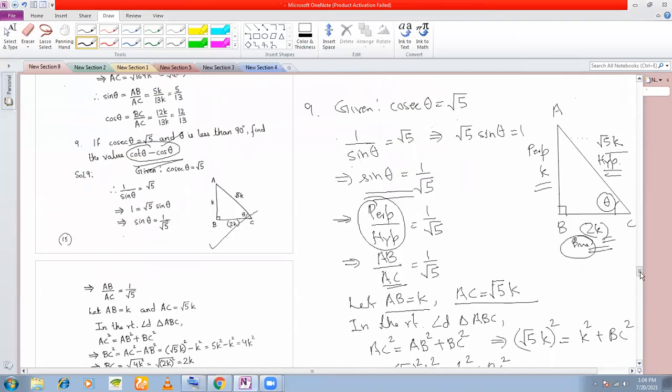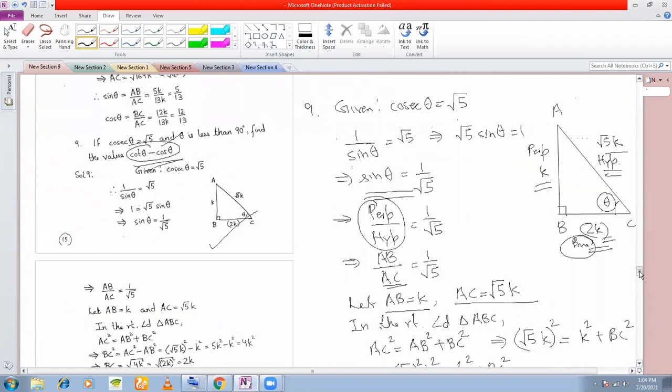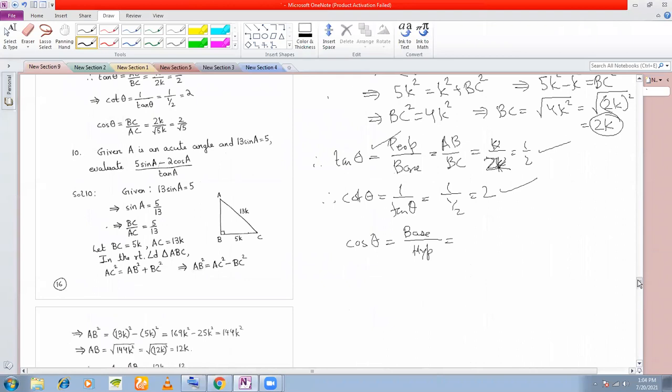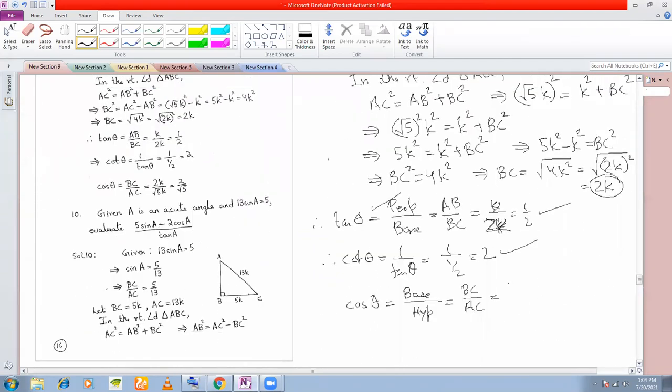So cos theta here is base by hypotenuse. From the figure, you can see base is BC and hypotenuse is AC. Base here is 2K and hypotenuse is root 5K. Root 5, and obviously K is outside the radical. Please do not make the mistake of writing K inside the radical. Okay. So this K gets cancelled. You get 2 by root 5.